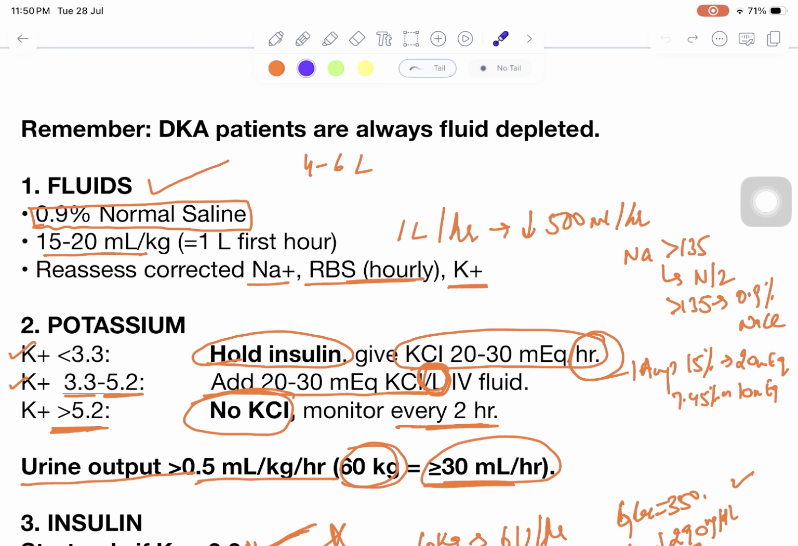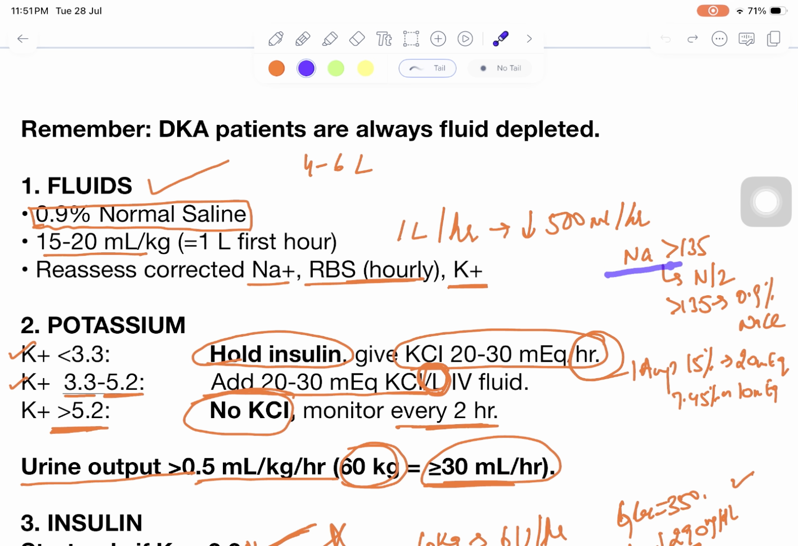One bottle is of 500 ml. So you have to give 2 bottles in 1 hour, right? So after the BP stabilizes, you have to decrease the infusion to 500 ml per hour. That means 1 bottle in 1 hour.